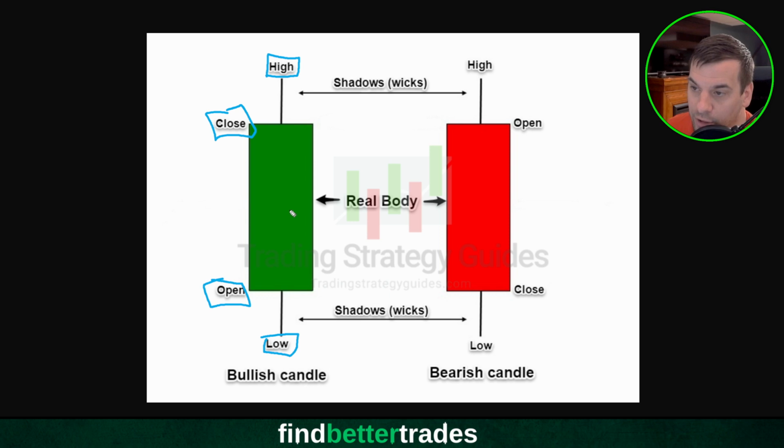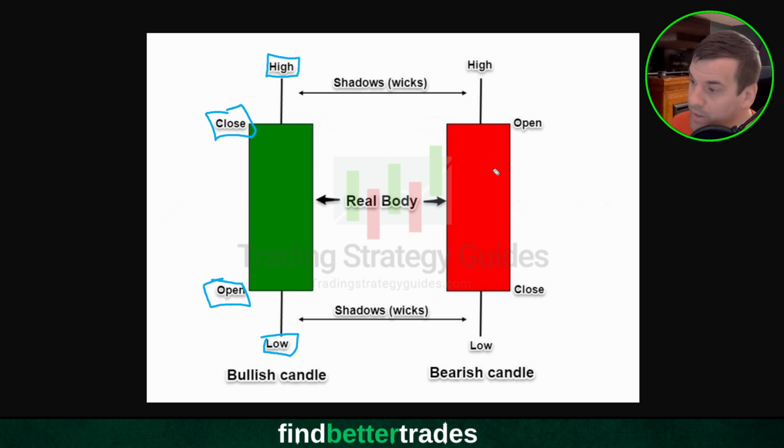Now these are going to be green on your chart as default. Typically, a lot of trading platforms will color those green. You can color them any color you want. You can put them as white, you can put them as black, really any color you want. But those are typically going to be green. That just represents a bullish candle.